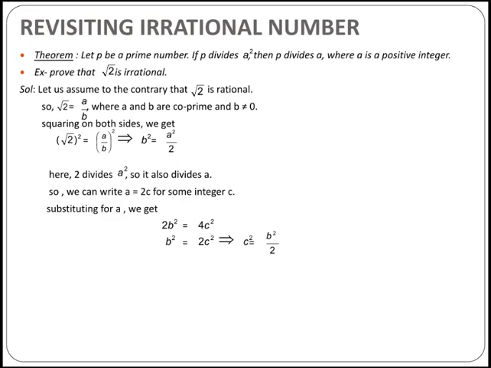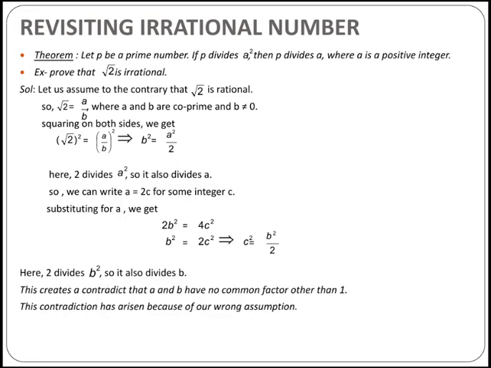That means b² is divisible by 2, which implies 2 divides b², and it also divides b. That means 2 also divides b. So here we are getting a² is divisible by 2. That means a is divisible by 2, and b² is divisible by 2. That means b is also divisible by 2.